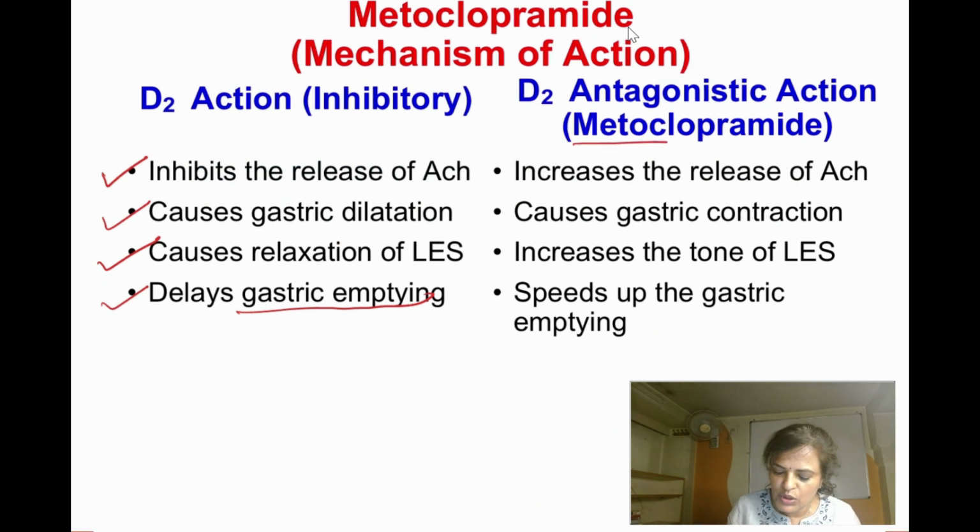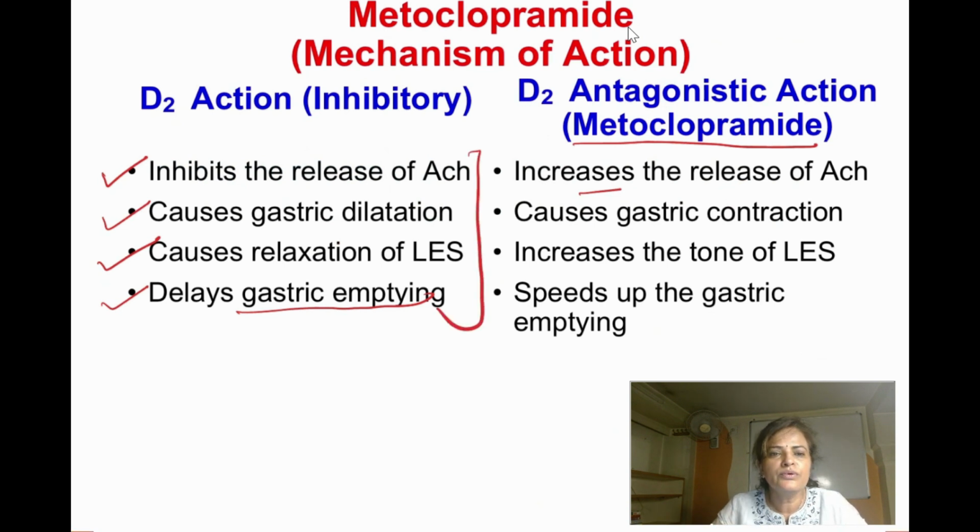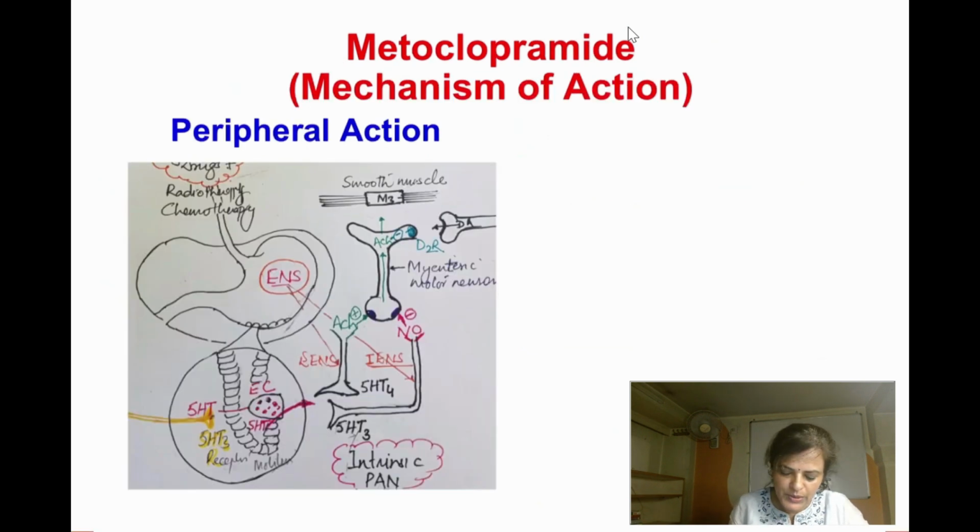Now you have given metoclopramide, which is a D2 antagonist. Now what does it do? It is going to do the opposite of all these actions. It is going to increase the release of ACh, cause gastric contraction, increase the tone of the lower esophageal sphincter, and speed up gastric emptying. So this is one part of the peripheral action. Where else is metoclopramide going to act? So this is the D2 antagonistic action.